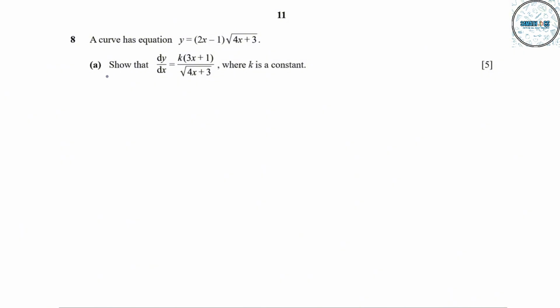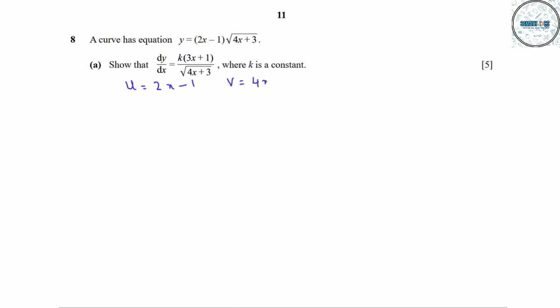Question number 8. A curve has equation y is equal to 2x minus 1 into under root 4x plus 3. Part A, show that dy upon dx is equal to k into 3x plus 1 divided by square root of 4x plus 3, where k is a constant. As we know, here 2x minus 1 is multiplying by under root 4x plus 3. So we can use here the product rule of differentiation. According to that, we have to consider this as u and this as v.